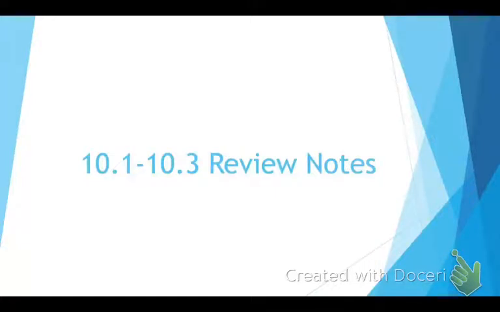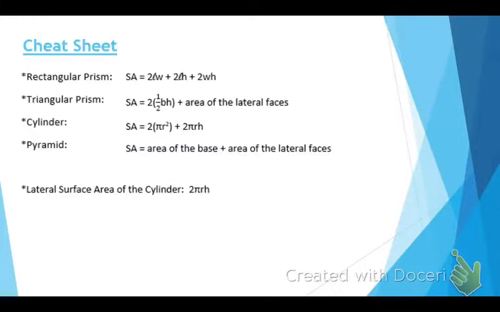Today I want to help you understand exactly what it is that you're going to be quizzed on this week. It is going to be over 10.1 through 10.3. One cool thing about this section is I am going to allow you to use a cheat sheet. So this cheat sheet is giving you all the formulas that you're going to need to know for finding the surface area of the different objects we've been learning about, prisms, cylinders, and pyramids.